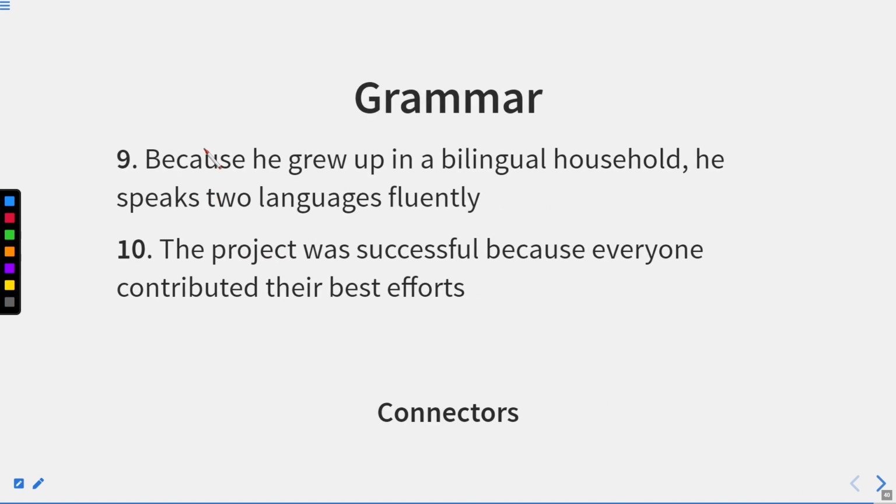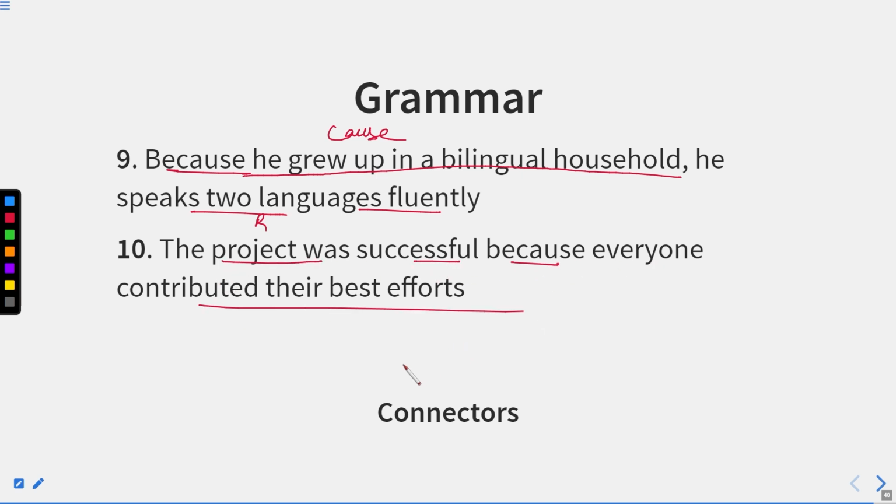Now let us have some more sentences. Now here I'm using because in the beginning of the sentence: because he grew up in a bilingual household. So this is the cause. And what did it cause? He speaks two languages fluently. So this is the result. The project was successful because everyone contributed their best efforts. So this is the cause and this is the result that we got just because of this. So because is always used to show cause and effect.